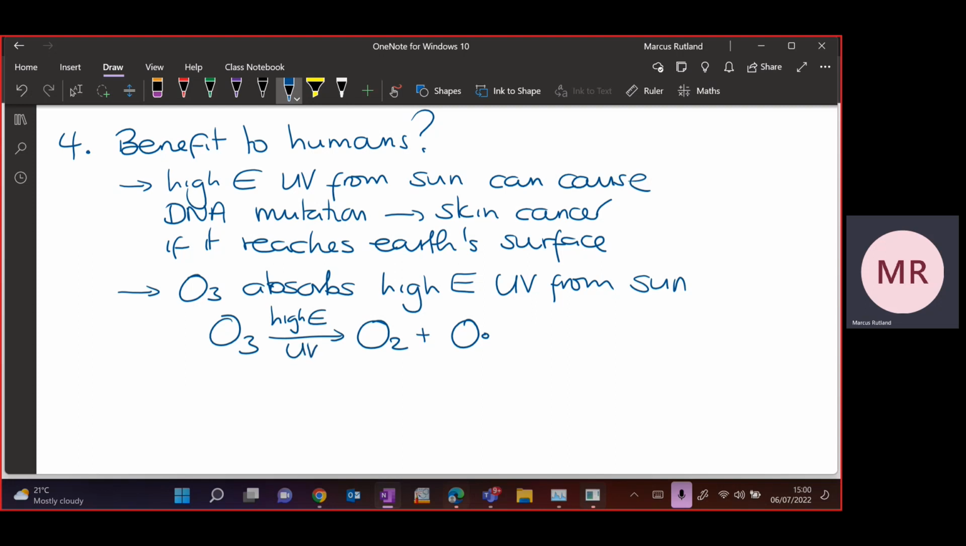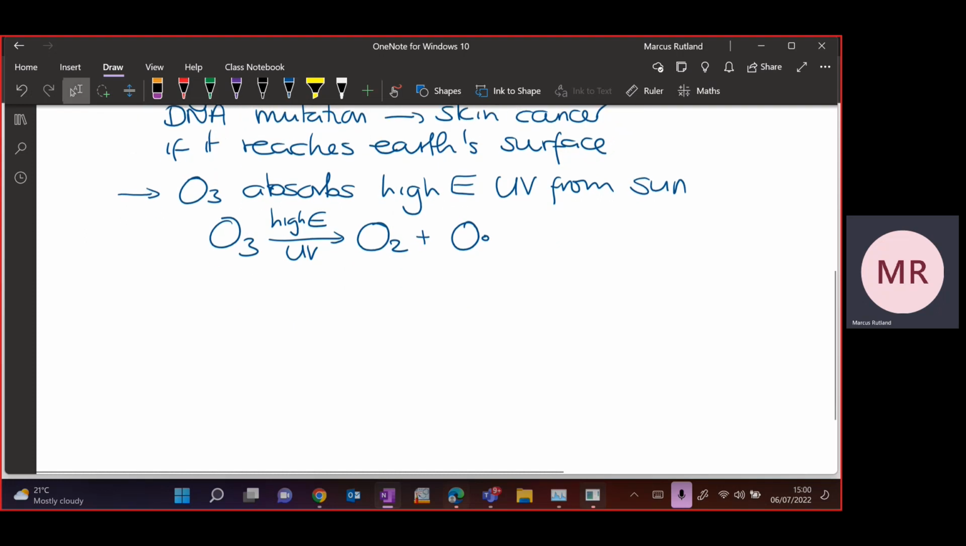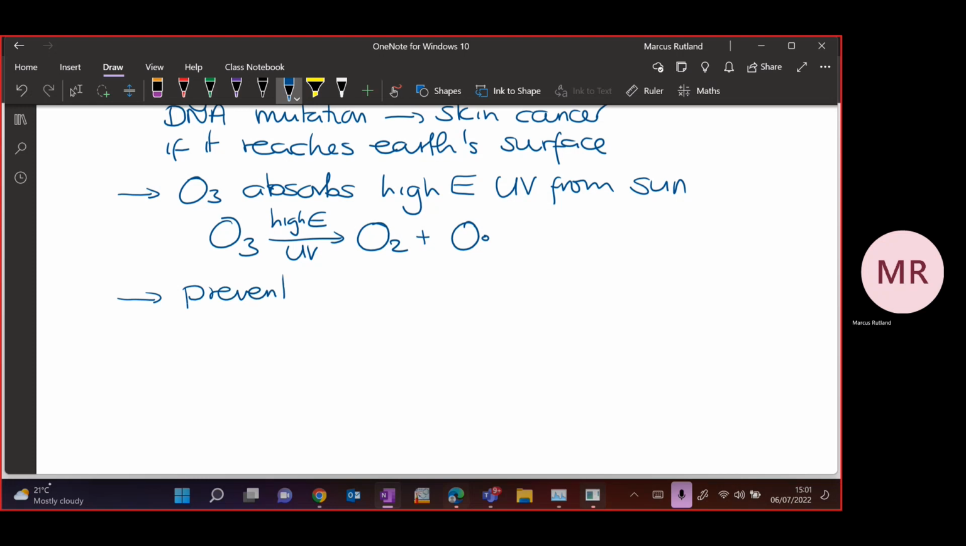There's lower energy UV that passes through the stratosphere. It doesn't get absorbed in the same way. It doesn't break bonds. It reaches the Earth's surface, and that's, as long as you wear your sunscreen sensibly, what allows you to get a suntan, and doesn't cause DNA mutations and skin cancer in the same way. And so then we can say this prevents the skin cancer problem.